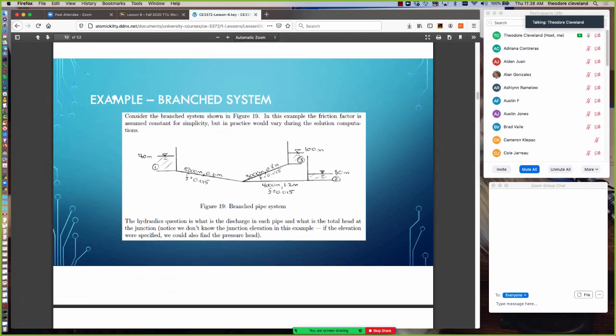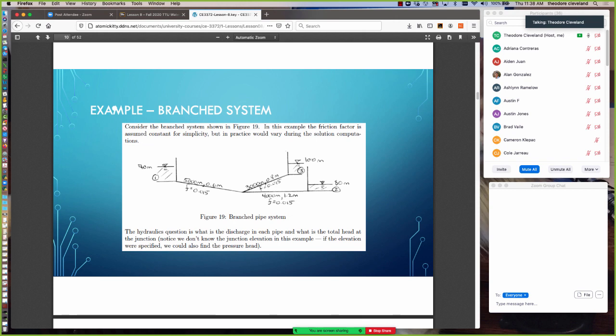And we'll now look at some numerical examples of these instances. Let's consider first this system shown in figure 19. In this example, the friction factors are assumed constant, and that simplifies the arithmetic, and it's not a gross simplification. It's not that much harder to have a friction factor that varies as you're computing the answer, but it complicates things for explaining it, at least for the first time out.